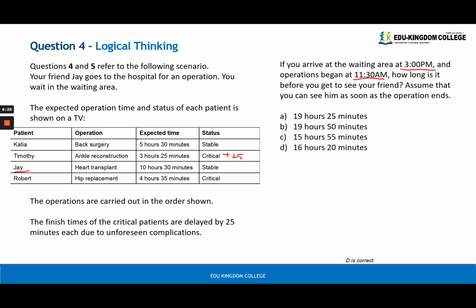Okay, and so we're going to add up these three. Don't forget the 25 minutes. So 5 hours and 30 minutes, 3 hours, 25 plus 25 is 50 minutes, 10 hours and 30 minutes. You add it up. We're not going to worry about Robert because J will be finished by then. Okay, so we add it up. We get 110, and this would be 18.